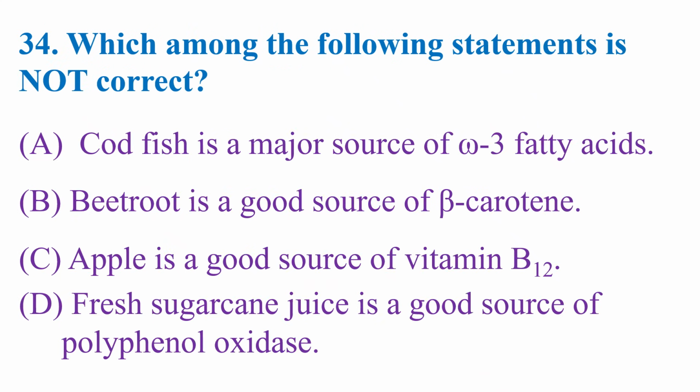We have to find out which statement is not correct. Codfish is a major source of omega-3 fatty acid. So yes, it is a good source of omega-3 fatty acid, a good source of EPA, DHA. Beetroot is a good source of beta carotene. Along with it, beta carotene is also found in carrot and pumpkin. Even this beetroot contains a pigment called betalain pigment. It is also important for your GATE exam purpose, that is betalain.